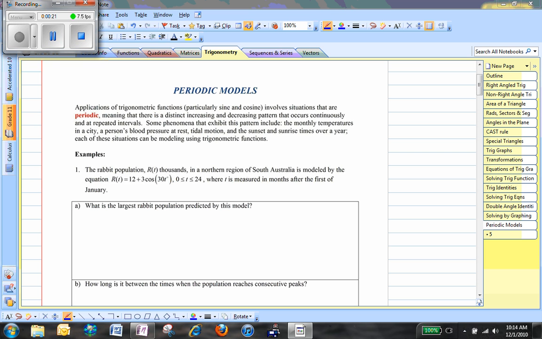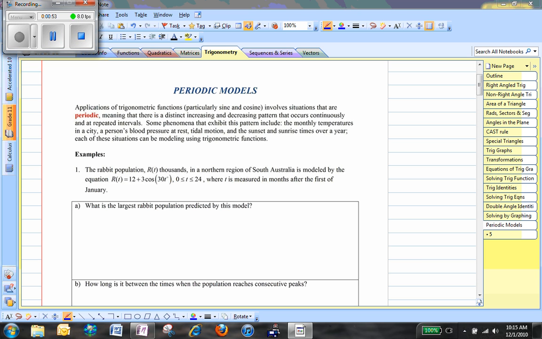Today we're talking about the applications of trig functions, particularly sine and cos. These are models that are periodic, meaning that they have a certain increasing and decreasing pattern and that they happen at repeated intervals. Some of the things that you can see in the real world include monthly temperatures in a city, a person's blood pressure at rest. Tidal motion is an awesome one, so are the sunrise and sunset patterns over the course of the year. These are all examples of trig functions in the real world. There are so many others, but these are just some of the few.